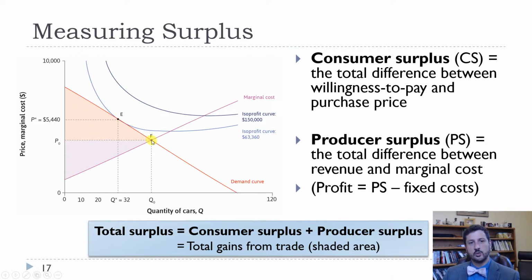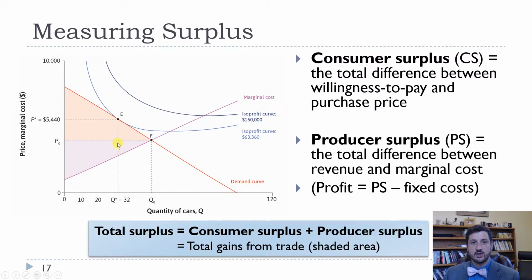But someone who is only willing to pay just that purchase price, they're like, oh, should I buy? Should I not buy? I really don't care. But if they do buy, they basically get no consumer surplus. And so the total consumer surplus is this triangle under the demand curve and above this price, right? And we'll see that this is a sort of special place in the next chapter when we're talking about perfectly competitive markets.